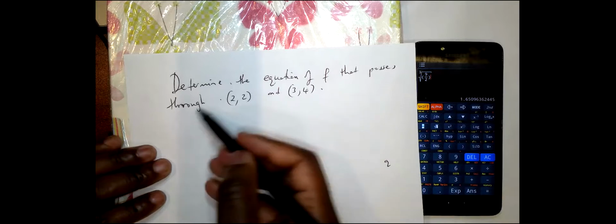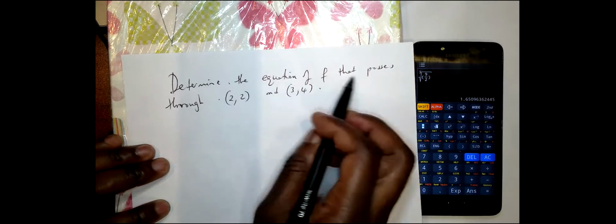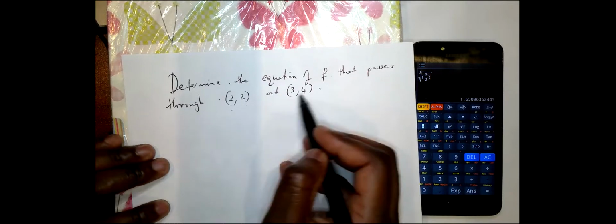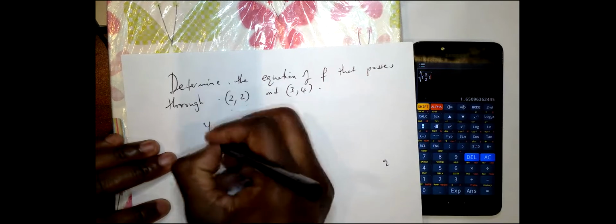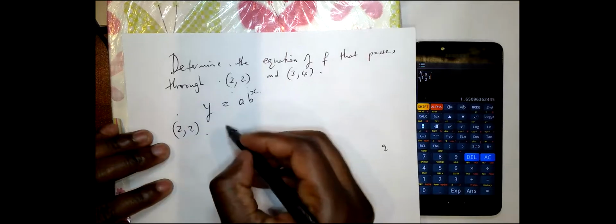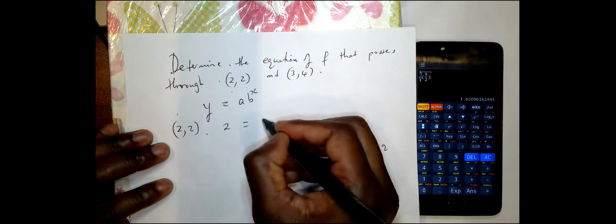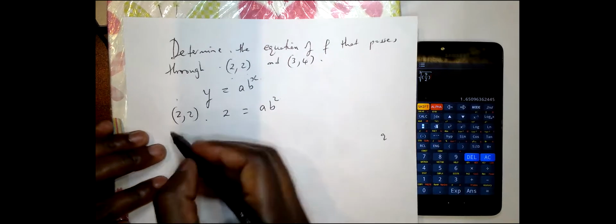So let's say we are given this type of question: determine the equation of f that passes through (2, 2) and (3, 4). You know the general equation, y equals a times b to the power of x, that's what you must come up with. Then you substitute your coordinates. For (2, 2), we have 2 equals ab squared. That's your equation 1. So you're solving simultaneously now.